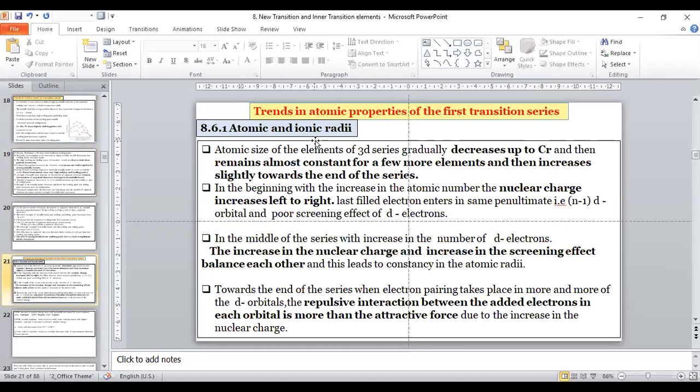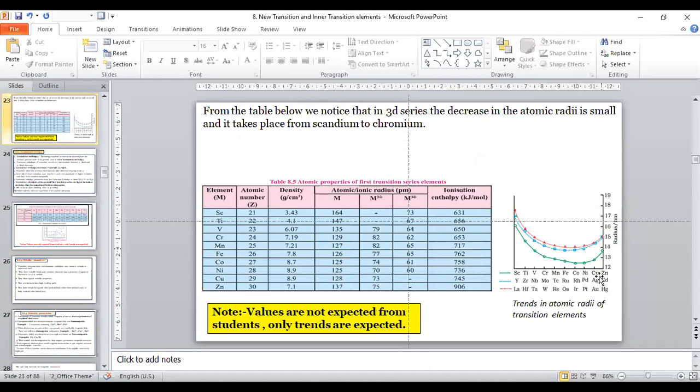Write the periodic trends of atomic and ionic radii. So with the help of this graph, we can explain. This graph is actually not required. These values are also not required. With this graph, we can write this green line. This is the 3d series, this is the 4d series, and this is the 5d series. But we are interested in only the 3d series. From scandium to zinc, with the help of this graph, we can explain the atomic and ionic radii decrease up to manganese or chromium. Again, it is constant for manganese, iron, cobalt, nickel, and copper also.